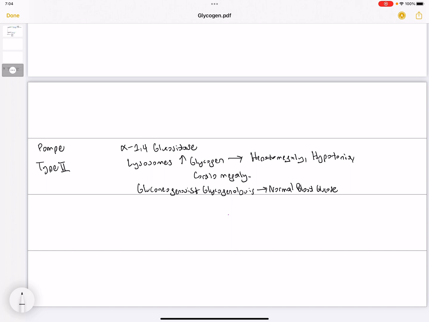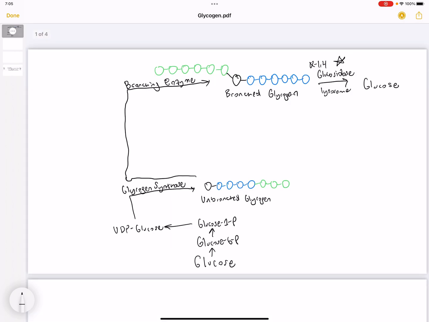It is also important to know that this enzyme deficiency is the only glycogen storage disease that will affect the heart. So the mnemonic Pompe breaks the pump might be used to recall the fact that this enzyme deficiency is the one that affects the heart. Now, this branched glycogen can be broken down with an unbranching enzyme or a debranching enzyme.